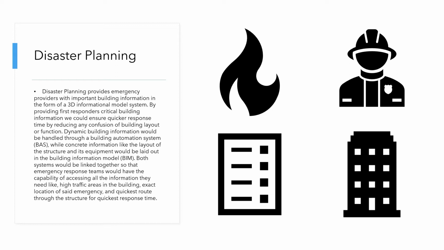While concrete information like the layout of the structure and its equipment would be laid out in the building information model, known as BIM. Both systems would be linked together so that emergency response teams would have the capability of accessing all the information they need, like high traffic areas in the building, exact location of said emergency, and the quickest route through the structure for quickest response time.